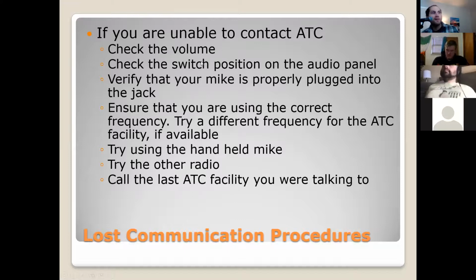It says check the switch position on the audio panel. So what does that mean? We have a few different communication radios inside our aircraft. So our aircraft has COM 1, our aircraft has COM 2. So it's possible that you might have switched your radio frequency to a different communications radio to listen to the weather. And you might need to switch the communication back to COM 1 for talking to air traffic control. So we call this the selector switch.